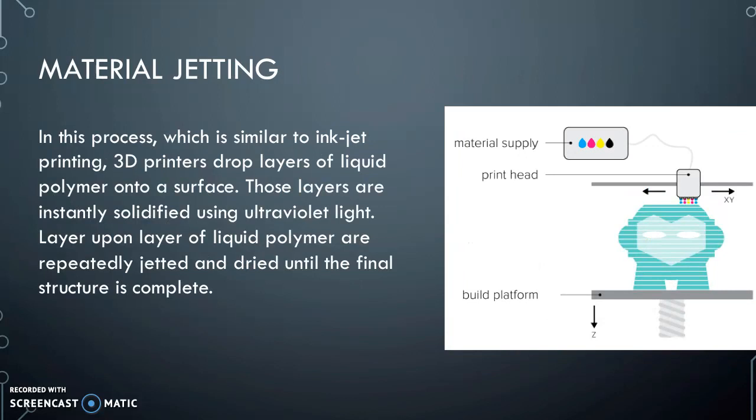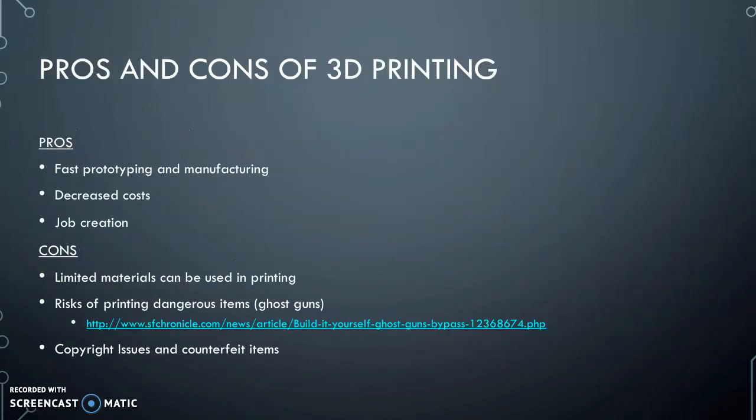This process is similar to the process of an inkjet printer. 3D printers drop layers of liquid polymer onto a surface. These layers are instantly solidified using ultraviolet light. Layer upon layer of liquid polymer is repeatedly jetted onto a surface and dried until the final structure is complete.